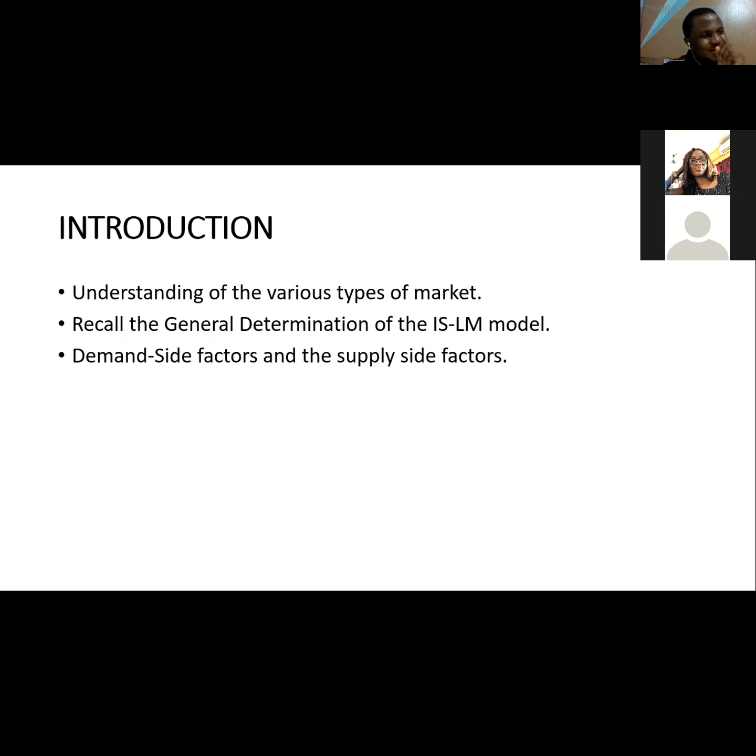Another thing you must also understand in the labor market is that in the labor market, output is determined. That is where production actually takes place. That is where output is produced. That is the real sector.